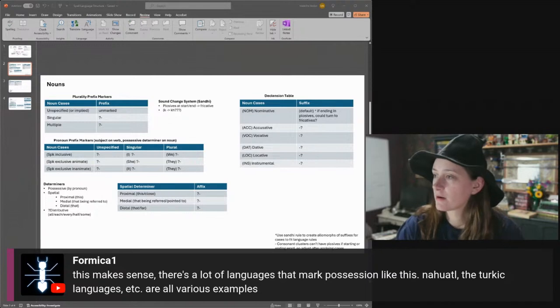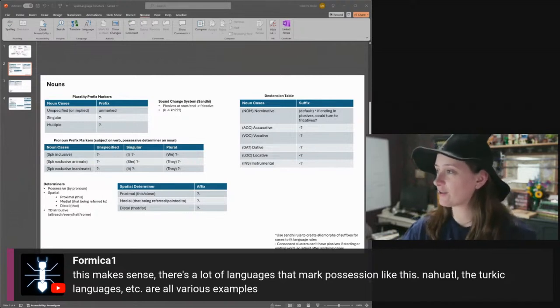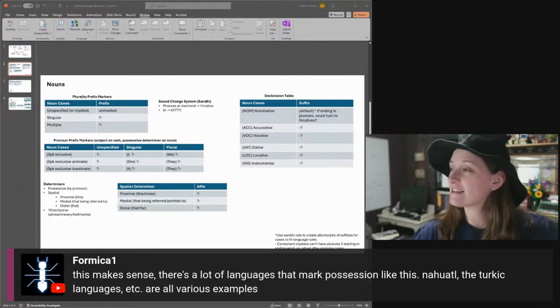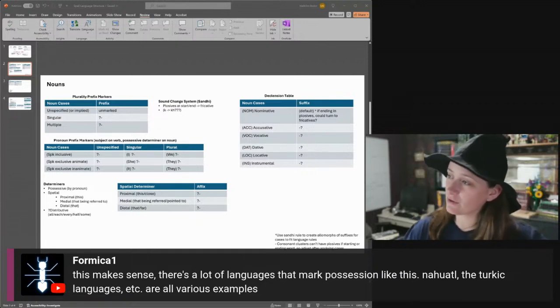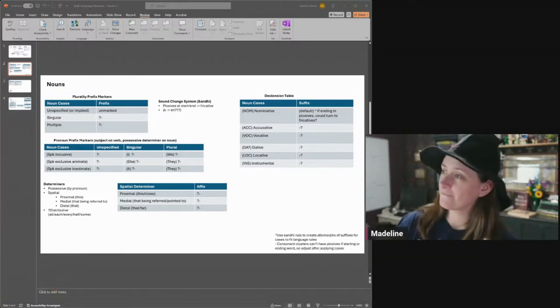There's a lot of languages that mark possession like this. Okay, sweet. Okay, good. So I'm not being crazy here. That's good to know. It definitely makes things a little bit easier. It's one less thing to come up with and keep track of. So, yay.